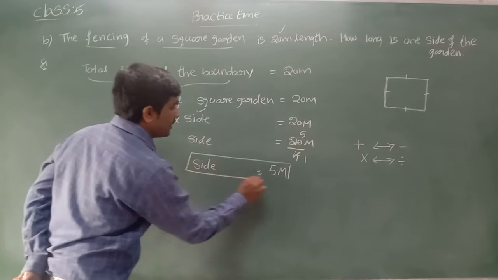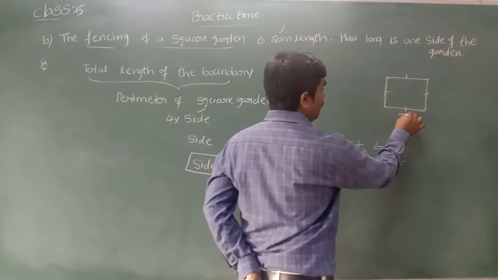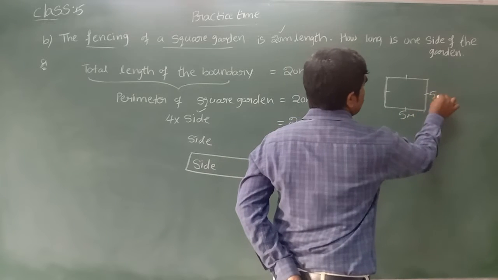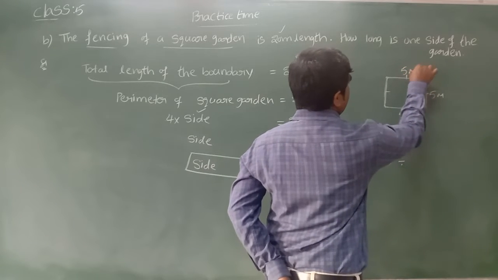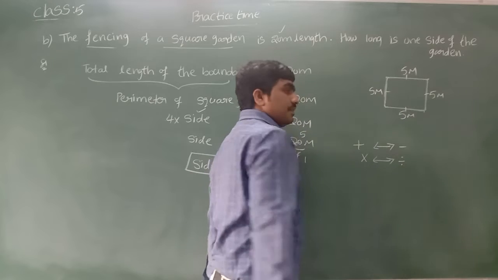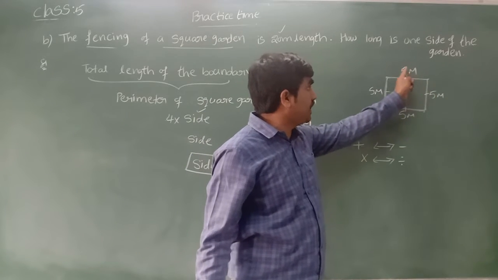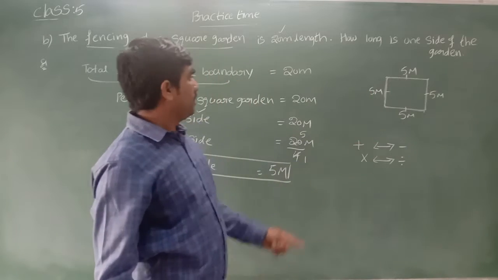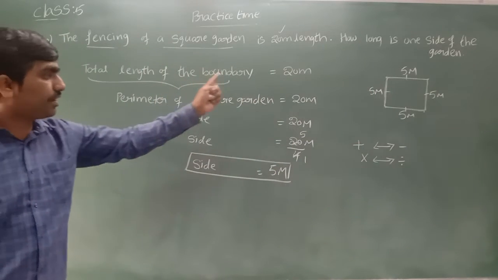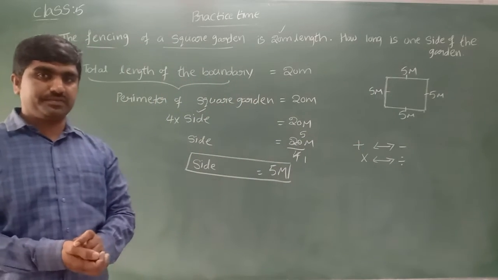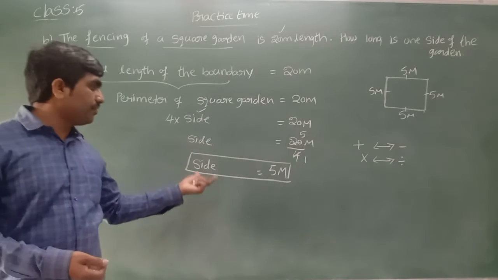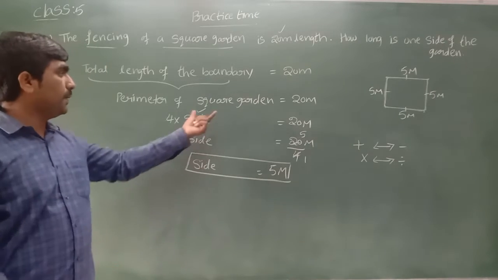Means one side length is 5 meters. The other sides are also 5 meters each, because in a square all four sides are equal. 5 plus 5 is 10, 10 plus 5 is 15, 15 plus 5 is 20. You can see here the total length of the boundary is 20 meters only. So that is the way we can find the length of the side when we know the perimeter.